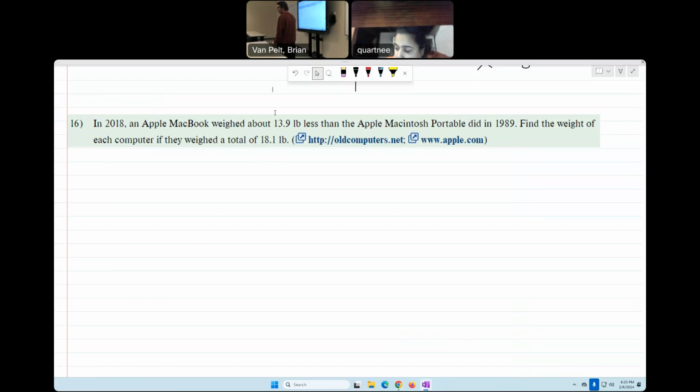So do you put X minus 13.9 equal 18.1? Well, let's see here, what did you get? 4.2 pounds. How about you guys? All right, let's see here. It's the same type of problem. We have two things to determine, because it says find the weight of each computer, right? So we have the Apple MacBook and the Apple Macintosh Portable. So I guess I'm going to do the MacBook and the Portable.